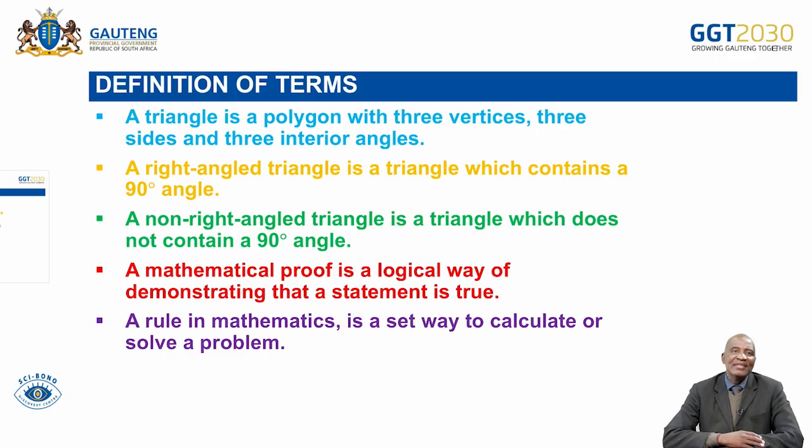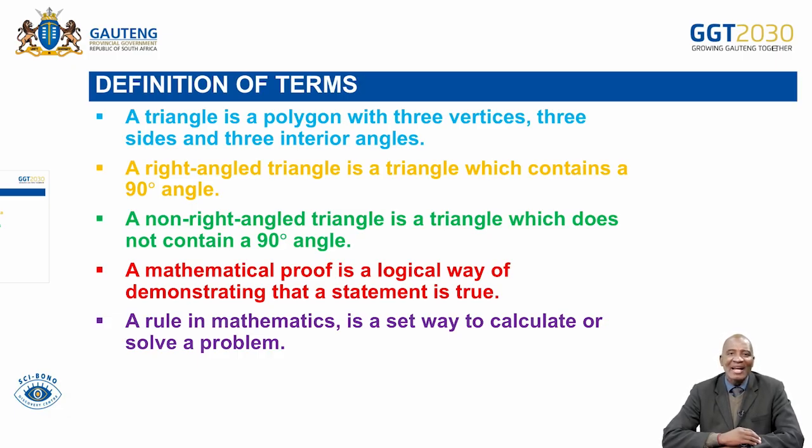Right, by definition a triangle is a polygon with 3 vertices, 3 sides, and 3 interior angles. You'll remember a polygon is any shape that is made up of 3 or more sides and is closed. It's a closed shape made up of 3 or more sides. Right, a right angle triangle is a triangle which contains a 90-degree angle. Then a non-right angle triangle obviously is that triangle which does not have a 90-degree angle.